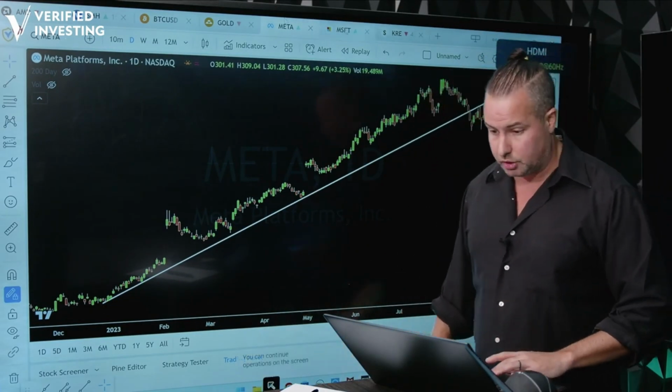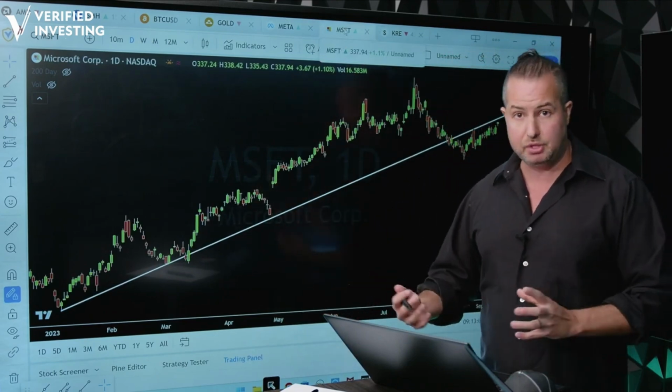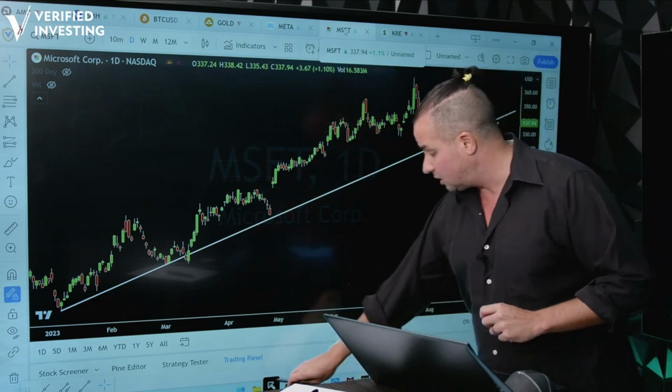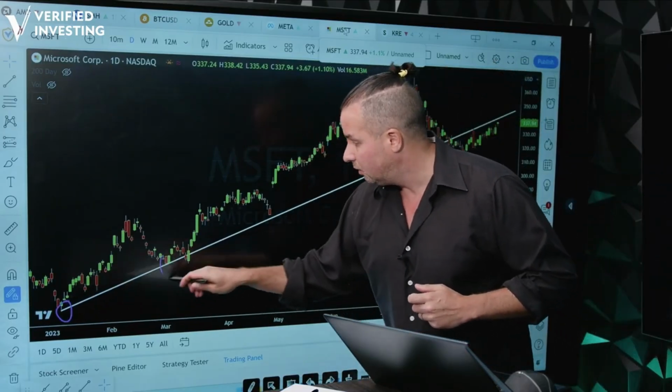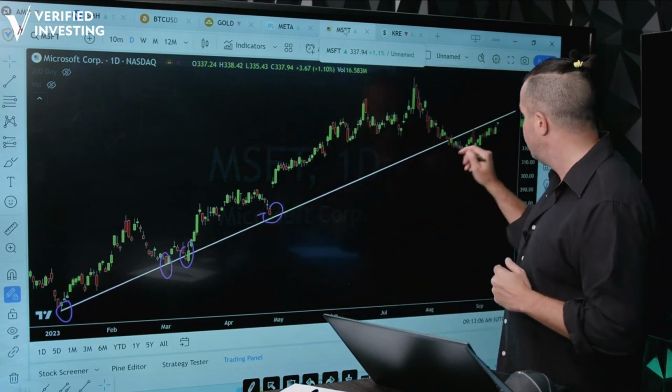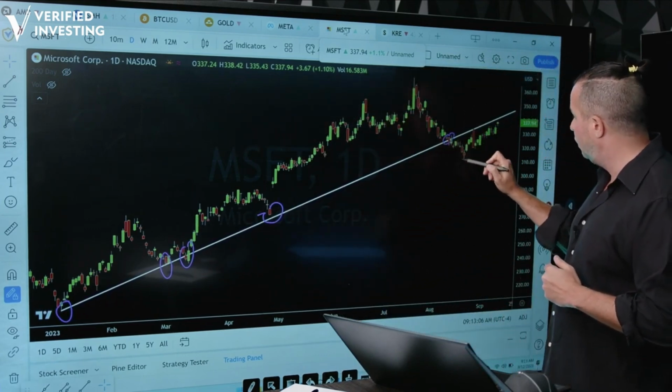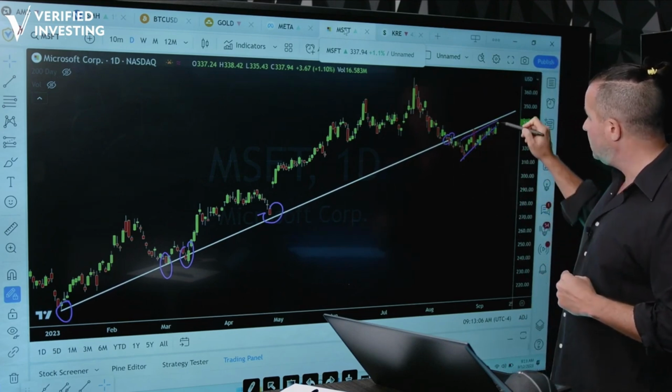Well, what about Microsoft? And by the way, notice how I'm focusing on the Magnificent Seven, or at least the big caps here, the mega caps. But look at this, guys. Here is your chart of Microsoft. Same thing. Look at that. Right here it breaks, and look at the consolidation right there.